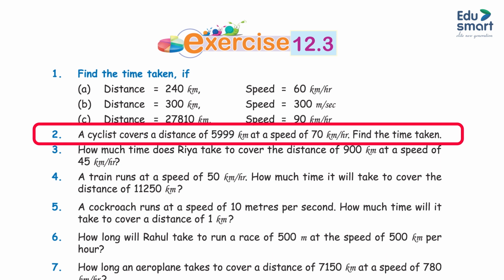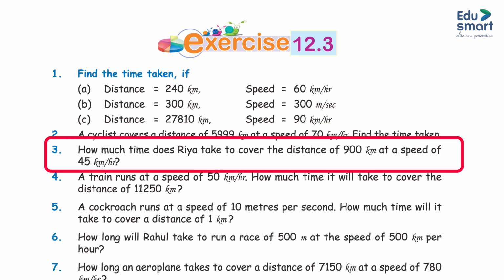Question 2. A cyclist covers a distance of 5,999 km at a speed of 70 km per hour. Find the time taken. Answer 87.7 hours. Question 3. How much time does Ria take to cover the distance of 900 km at a speed of 45 km per hour? Answer 20 hours.